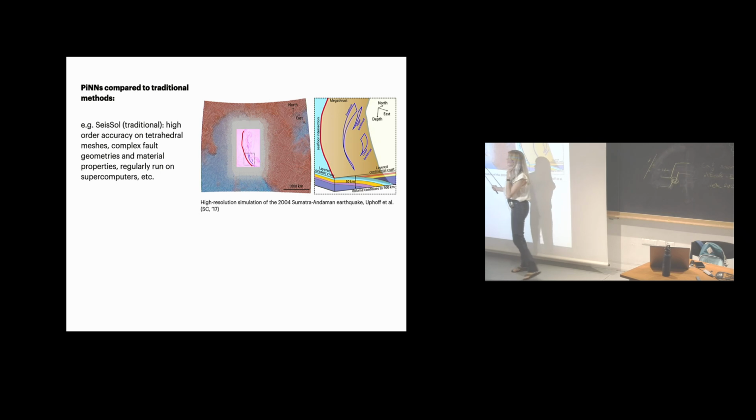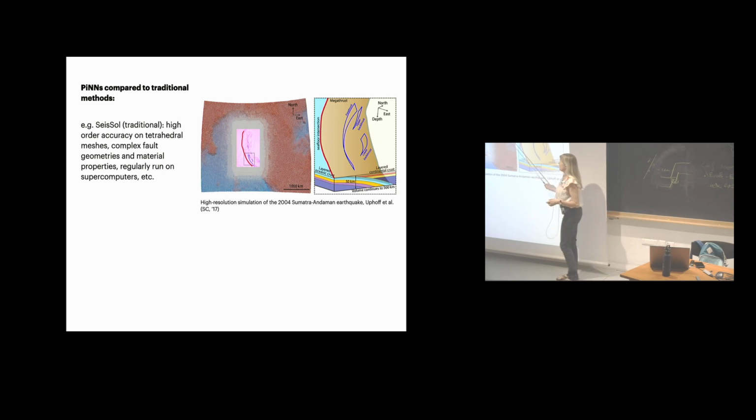Okay, so I want to compare PINNs to traditional methods. Some people know this, but I'm very skeptical of machine learning, even though it's something that I study. But I think it's important to have a good level of skepticism. So I'm showing some examples from SeisSol, which is a dynamic rupture code out of Alice Gabriel's group that's been worked on for years now. This is a high-resolution simulation of the 2004 Sumatra-Andaman earthquake that was shown at the supercomputing conference in 2017.